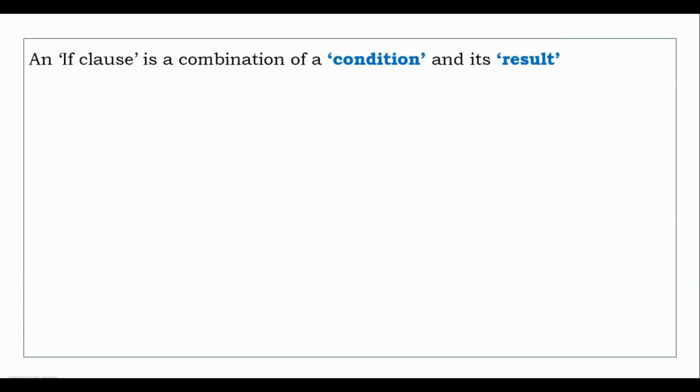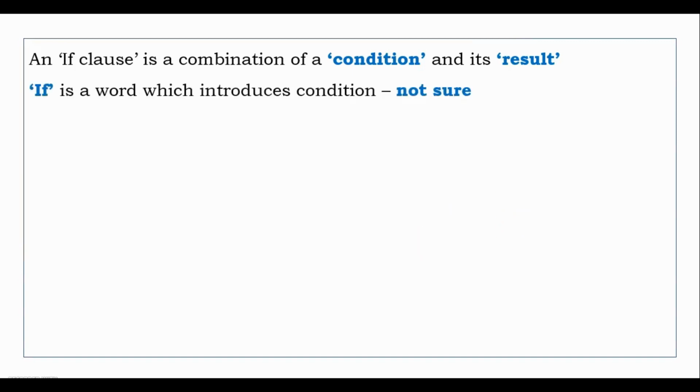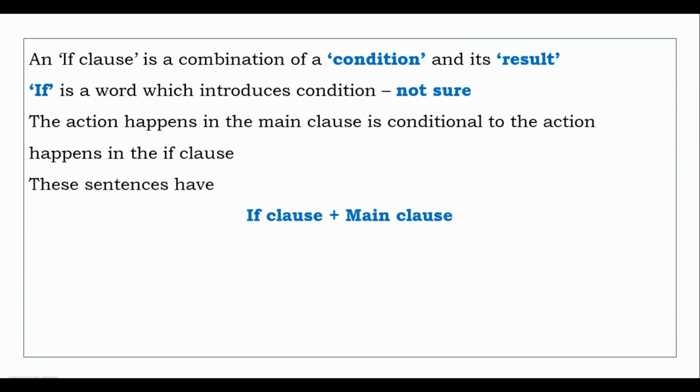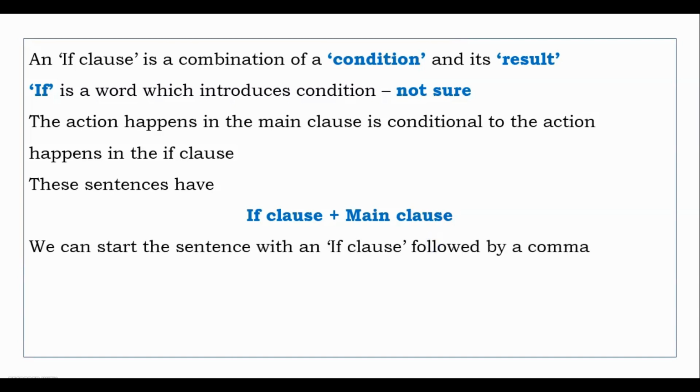An if clause is a combination of a condition and its result. Condition is expressed in the if clause and result is expressed in the main clause. If is a word which introduces a condition. The action that happens in the main clause is conditional on the action that happens in the if clause. It depends on that condition. These sentences have an if clause plus a main clause. We can start the sentence with an if clause followed by a comma, or with a main clause without a comma.